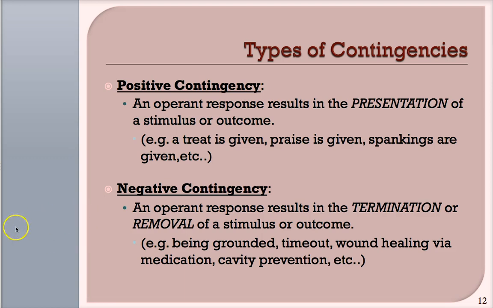A negative contingency, on the other hand, is where the operant behavior, the behavior that changes the environment, results in the termination or the removal of a stimulus or an outcome. So now your behavior is going to take away something, like your privileges.